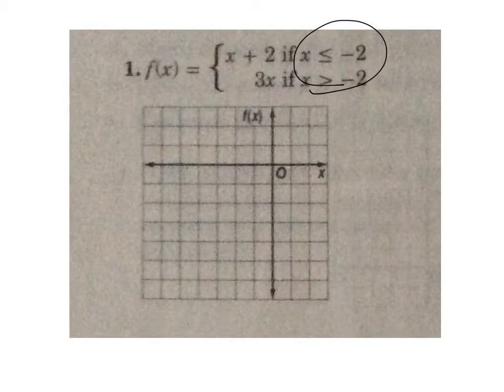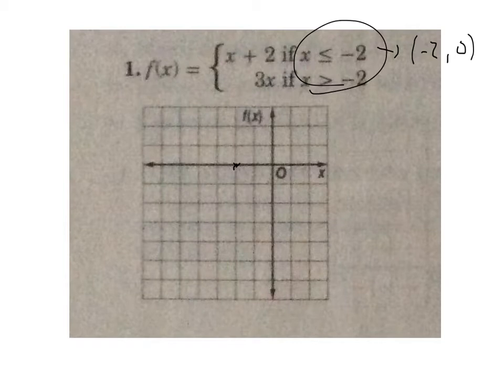So I'm going to look and see, if I were to plug in negative 2 into both of the two function rules, where would my output, or my f of x, be? So for the first function, when x is negative 2, y is 0. So I'm going to plot a point at negative 2, 0. And in fact, that point's going to be a closed dot.